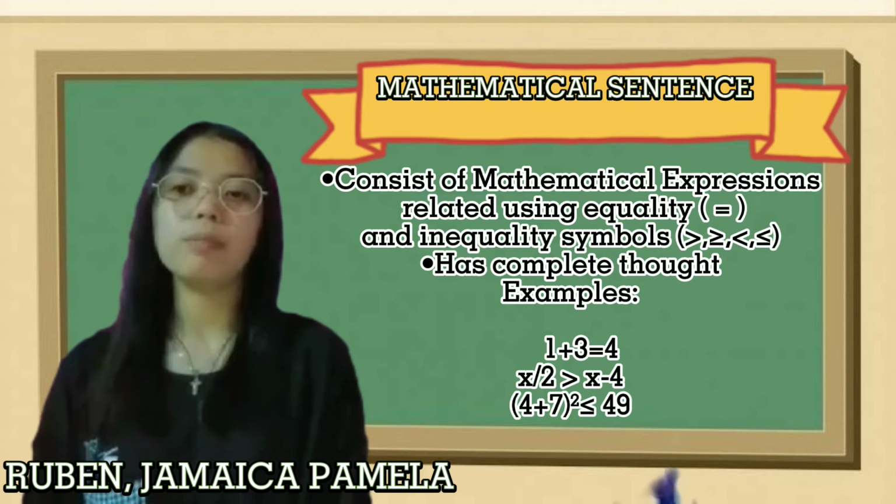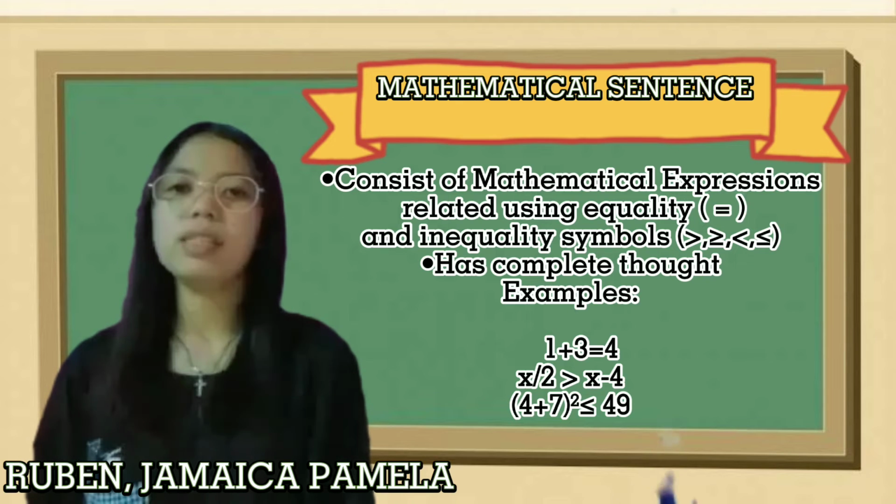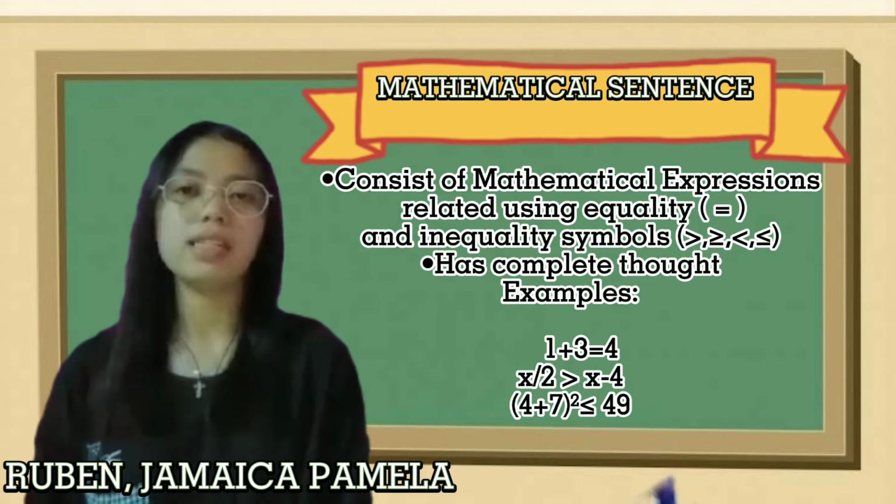x over 2 must be greater than x minus 4. It means that is already a complete thought because we all know the procedure on how to compare the x over 2. Also, the quantity 4 plus 7 squared is less than or equal to 49. So it is a complete thought. We can say that this is already a mathematical sentence.